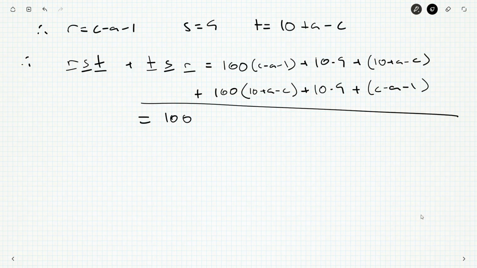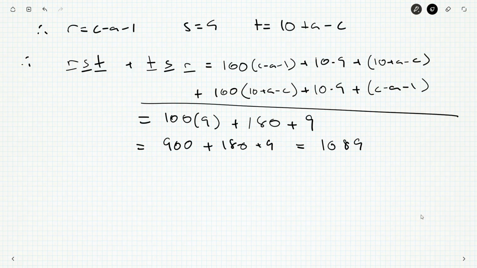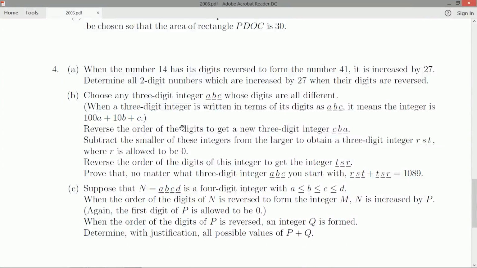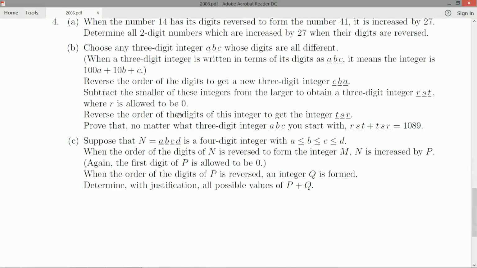So we'll have 100, the C and the A will cancel, so we'll have 100 times 9 plus 2 90s is 180 plus, and then again this is going to be 9. So that's 900 plus 180 plus 9, and that's 1089. Okay. So we're done. So that was B part. It took me a while to get it straight as to how I should be approaching it, and that's good. And question 4 should be challenging here. All right, but we're not even done yet.